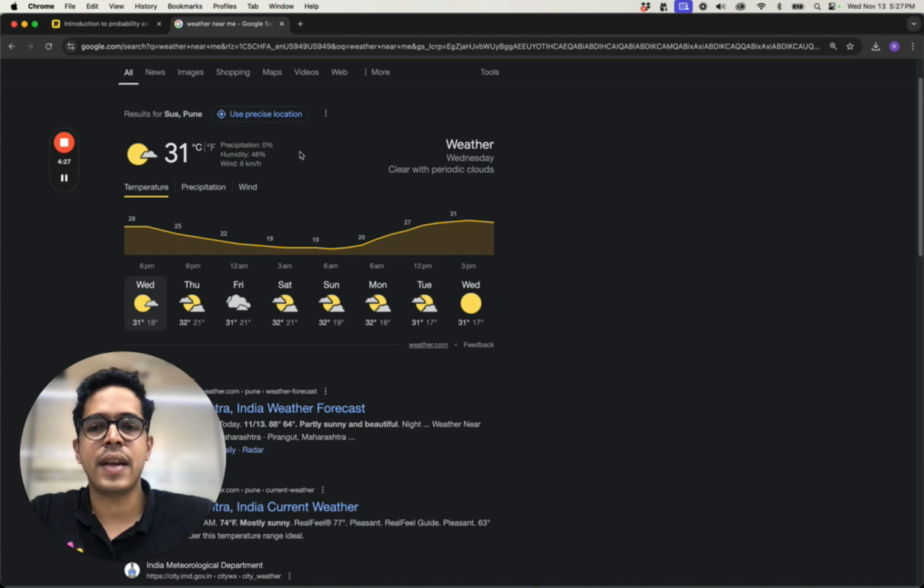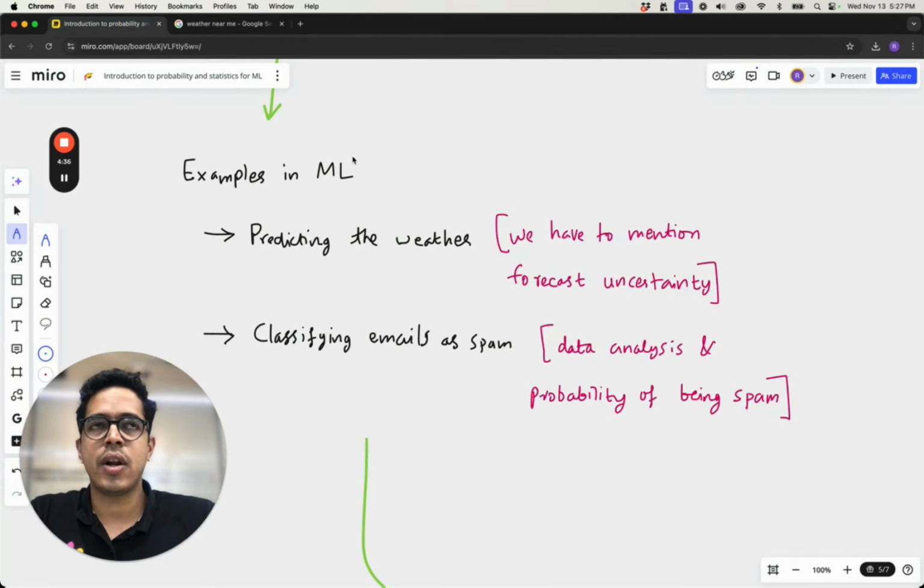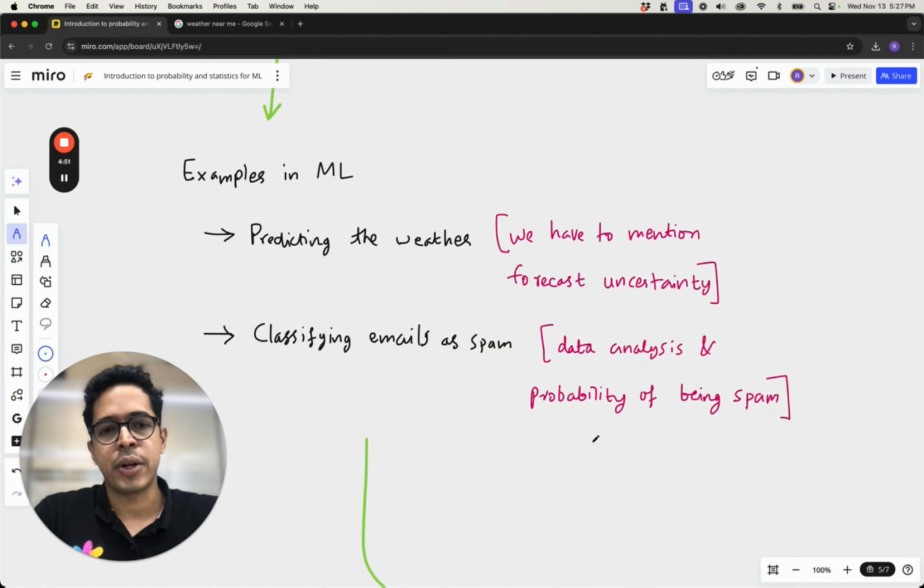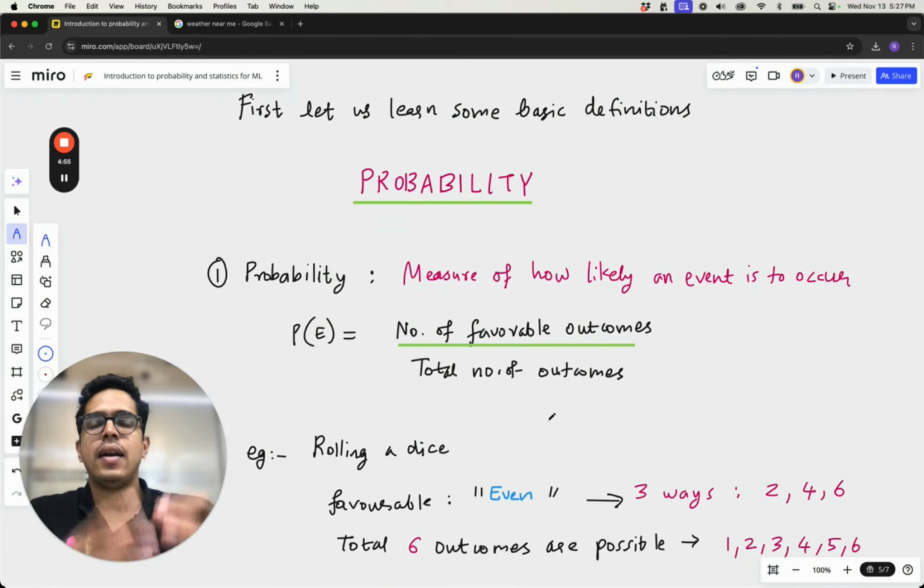But if there is a high likelihood of heavy rain, this number will be greater than 0%. In weather predictions, especially, you cannot say things with a great deal of certainty, which is why often in weather forecasting, you have to mention the uncertainty, or the confidence with which you are saying it. And the confidence decreases the farther you are from today's time point. Now, let's start learning some basic definitions within probability.